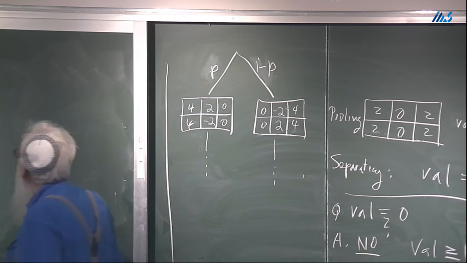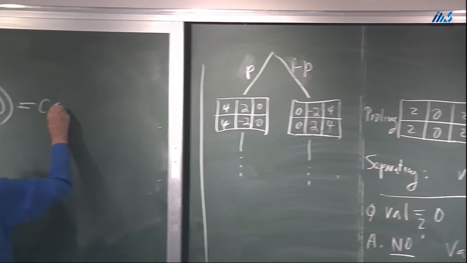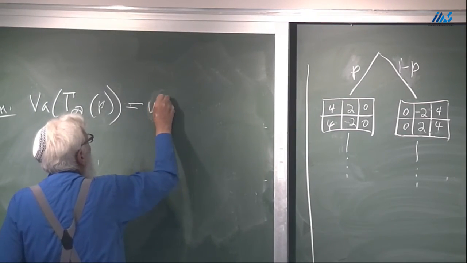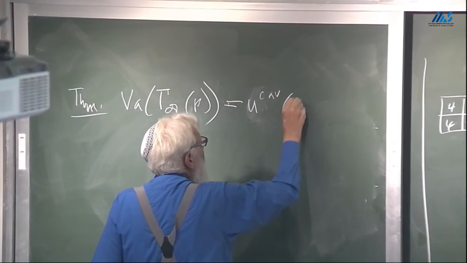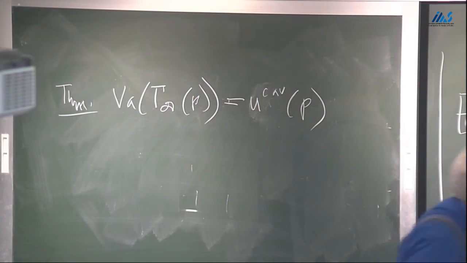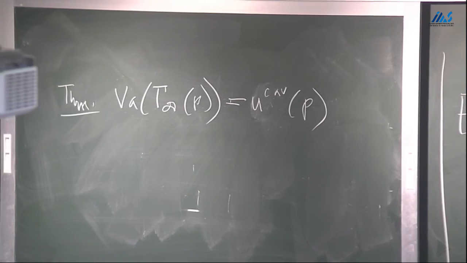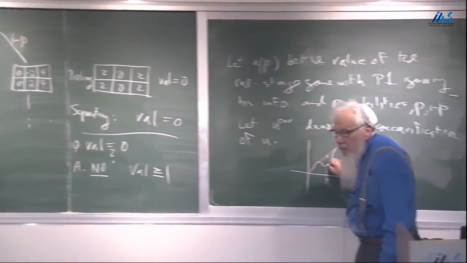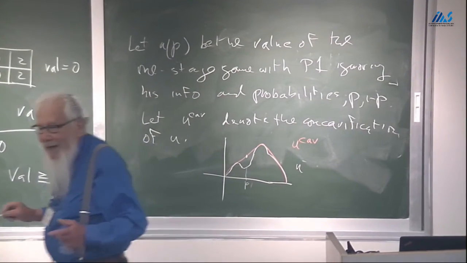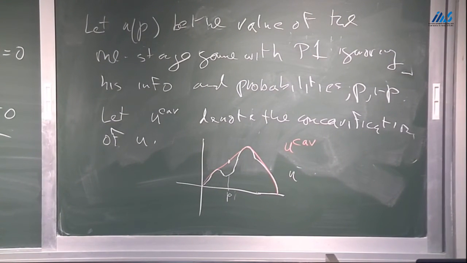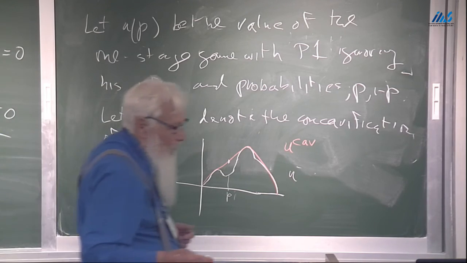Is the concavification, u cav of p. So if the original u was this and p is over here, then we will get this. Not this. So player 1 can gain from his information if he is in that part of the graph where the concavification is greater than the original function. And let's try to prove this, and then we'll give some examples.